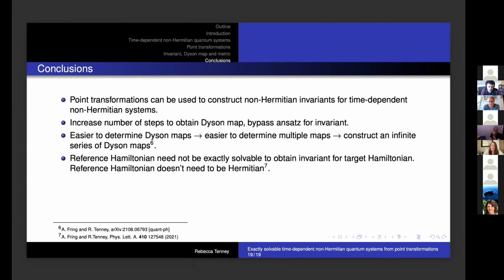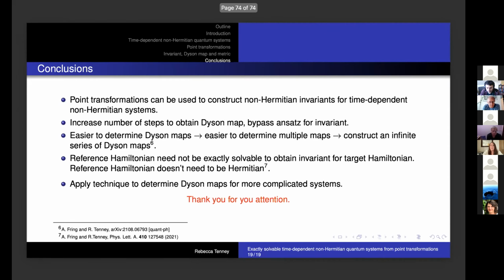I didn't go over this here, but it is in the paper. The reference Hamiltonian, so we chose the harmonic oscillator, doesn't need to be exactly solvable for you to produce an invariant for your target Hamiltonian. And it also doesn't need to be Hermitian. So we also looked at a target Hamiltonian being the time-dependent harmonic oscillator with complex linear term. We just took that as our reference Hamiltonian, the time-independent version.